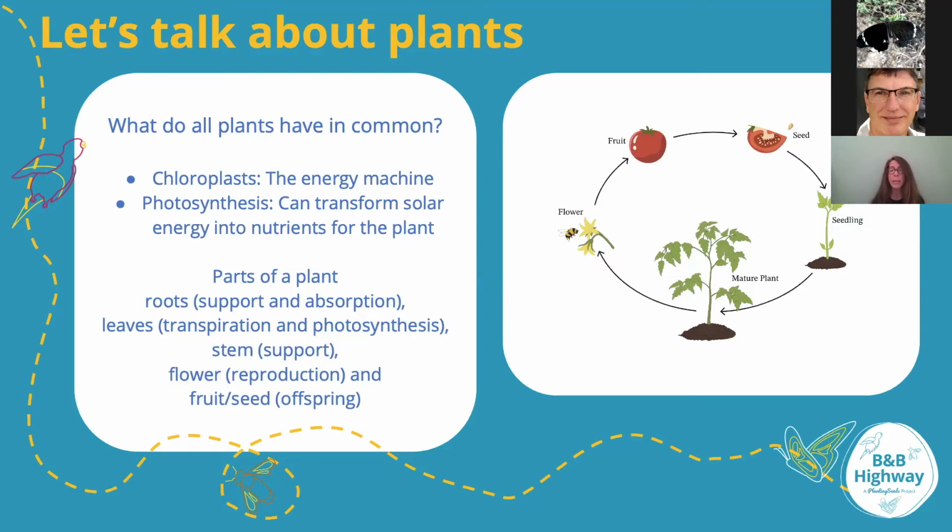So the parts of the plants we can see here are the roots. They all have the roots, of course, the stem to support them, the flower, and then once fertilized, the fruit, again with seeds inside. So it keeps going, just a lovely cycle we can see there.